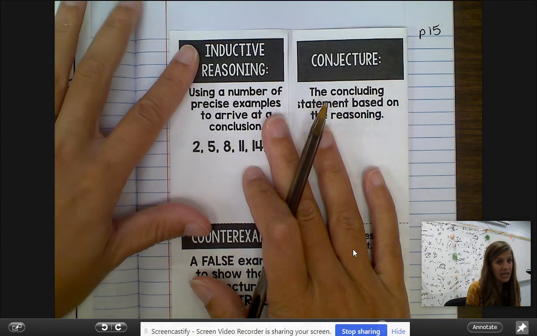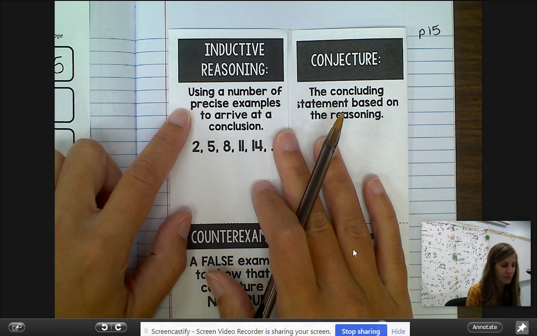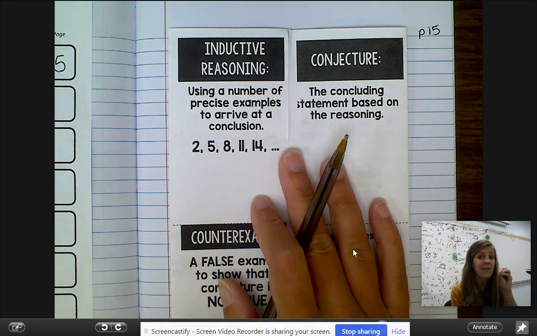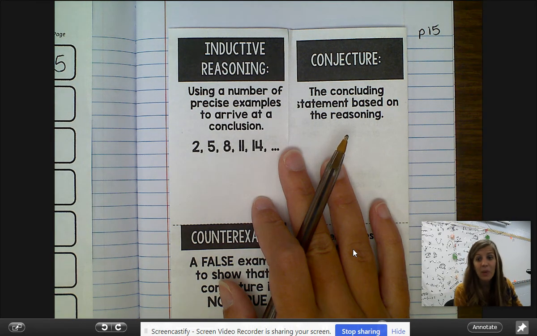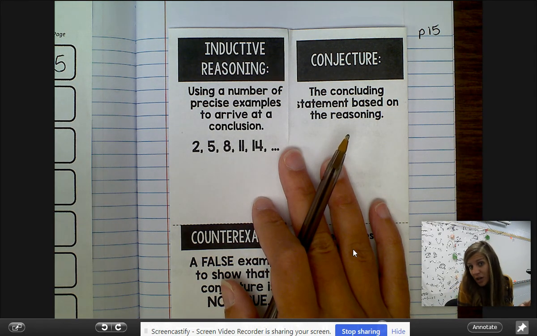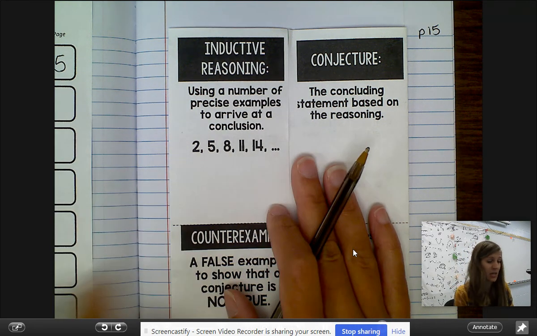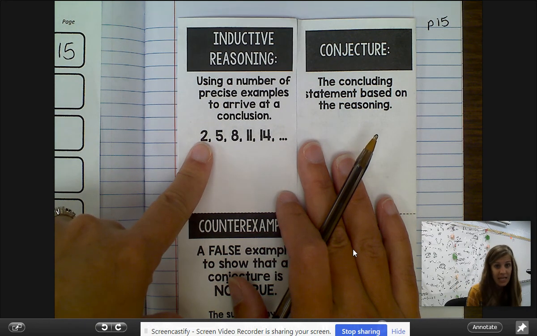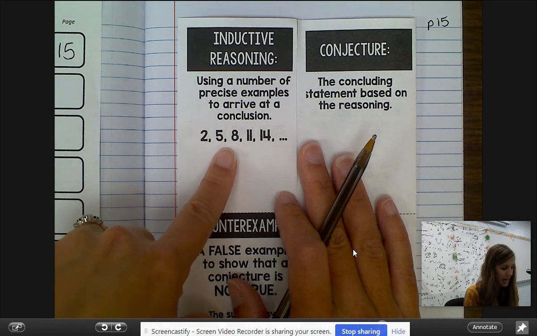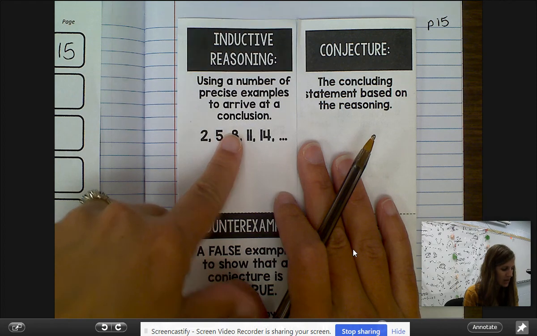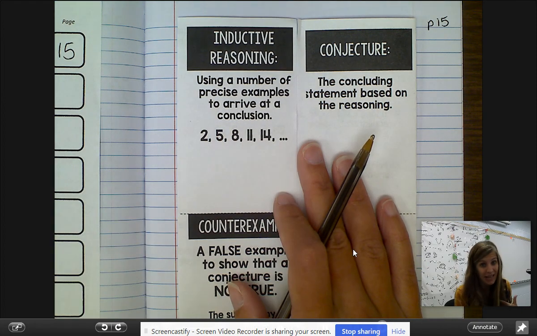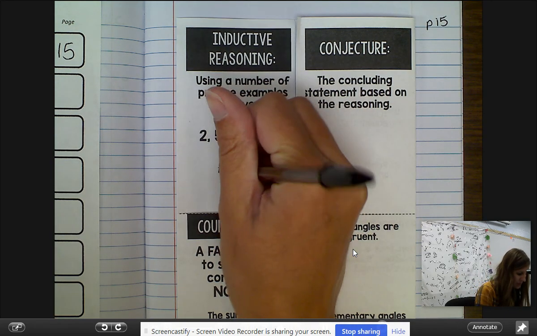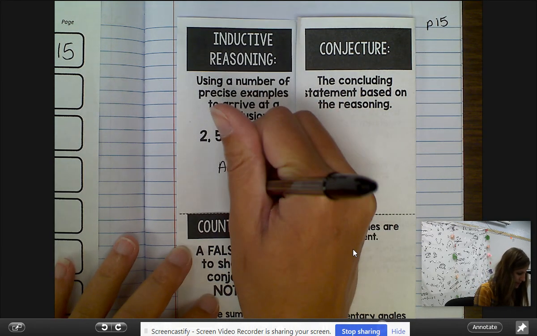Okay, so inductive reasoning is using a number of precise examples to arrive at a conclusion. So we're using specific examples to make a guess about what we think is happening. We don't know for sure because we can't see everything here. And so a really good way to show inductive reasoning is with a string of numbers. Like if I see these numbers changing, so 2 to 5 to 8 to 11 to 14, I might make a guess that what is happening is that we are adding 3 every time.